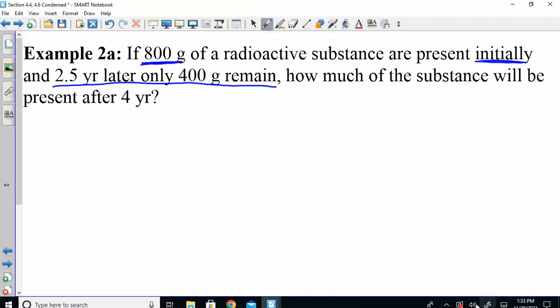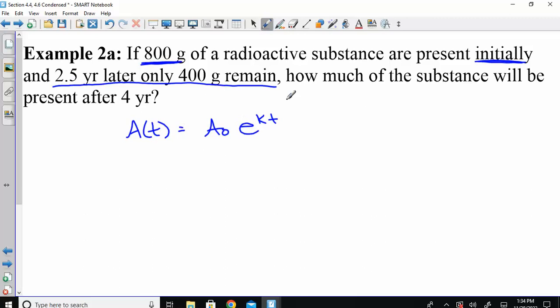Let me give you a second to jot down what you want from this question before I start working it out. Sometimes you might hear this called the half-life. Half-life is how long it takes to have half of what you started with. So the half-life here is 2.5 years because I started with 800 and I had half of that in 2.5 years. We need to get an equation from this. The exponential growth and decay equation is the amount equals A sub 0 e to the kt.